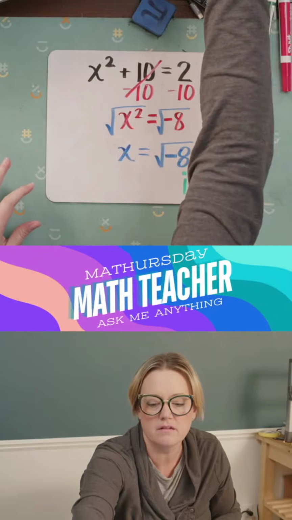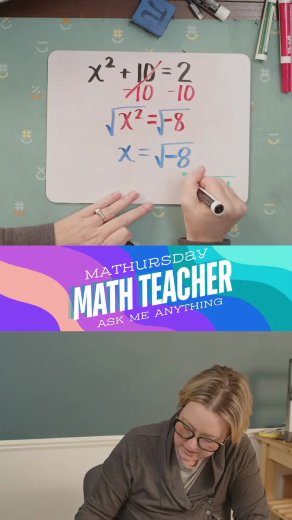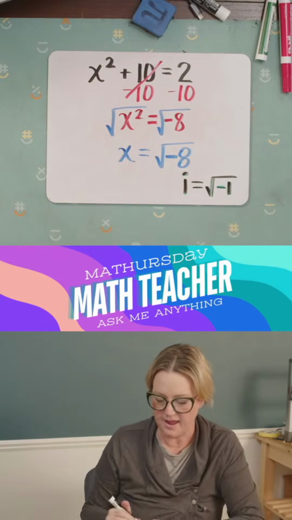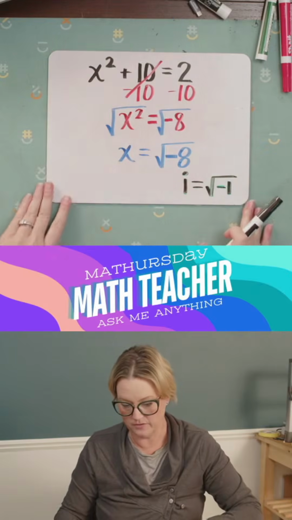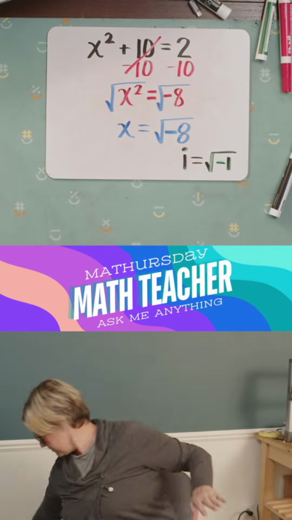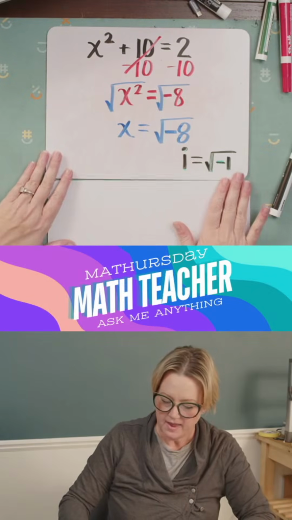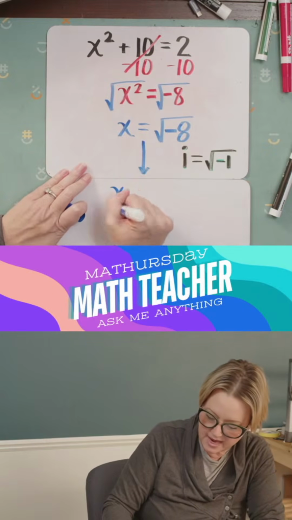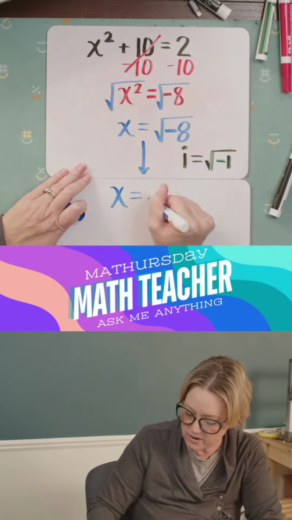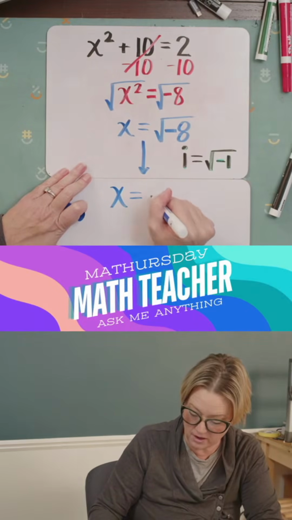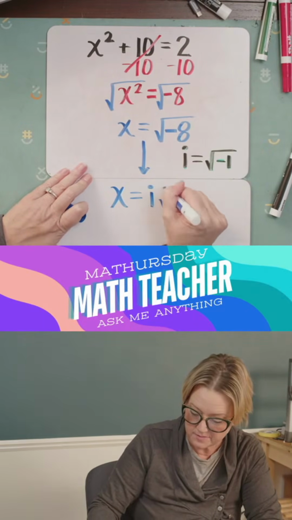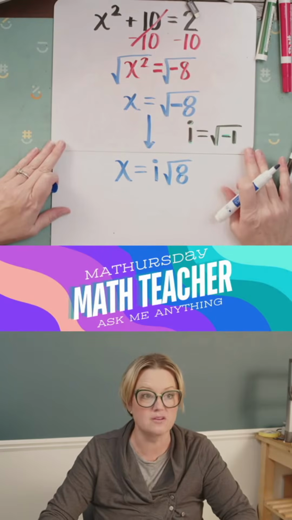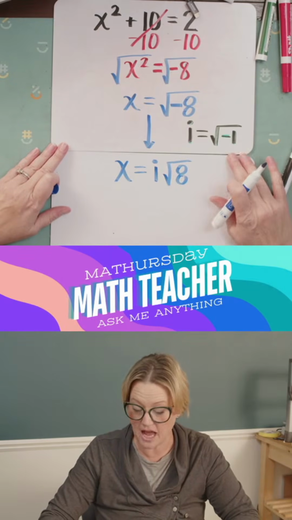I'll go over it in black. So we have i equals the square root of -1. Okay. So now if I take that out, on a new board, I can write this as not just x equals square root of -8, but x equals i square root of 8. So that takes out the negative, okay? Because square root of -1 is i.